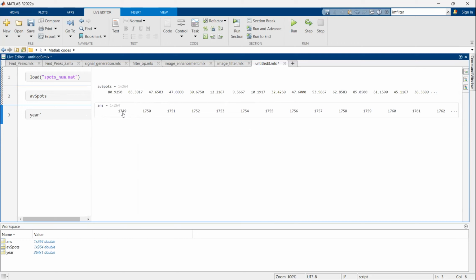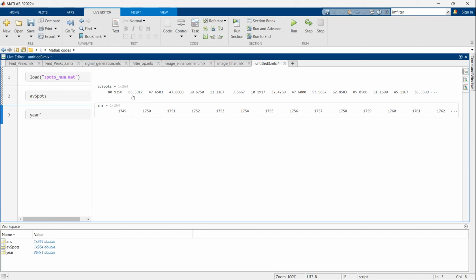For 1749, this is the year. The average spots, the number of sunspots. Spots is actually sunspots. So the average number of sunspots in the year 1749 was 80.92. This is a one-to-one relation. In 1750, it was 83. In 1751, it was 47, like this. Are you following? Everyone? Yes, sir. Are you getting these values? Anyone have any problem? No, sir. Anyone have any problem loading this data?